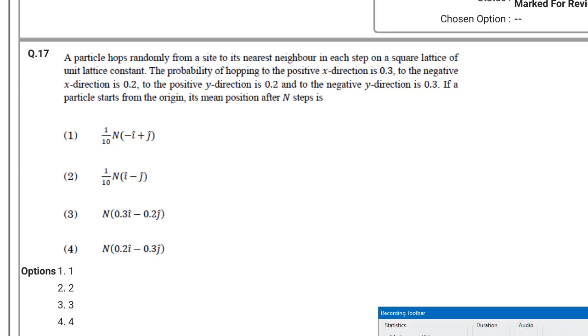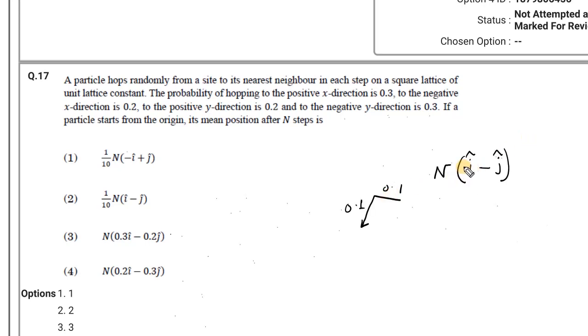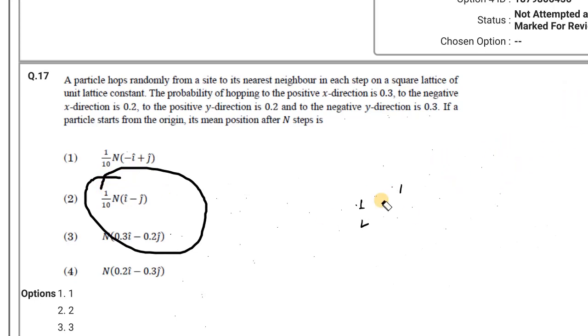So this 0.1 and 0.1 I 0.1j, that 0.1 comes in your answer as 1 by 10. So this is no issue. We'll proceed. We'll delete our blackboard.